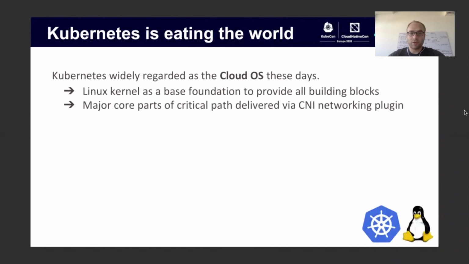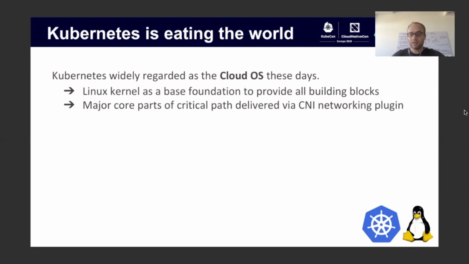Kubernetes is basically eating the world today. More and more enterprises are moving over to containers, and basically Kubernetes is regarded as the cloud OS these days. And underneath all of that, there's the Linux kernel as a base foundation to provide all the building blocks for Kubernetes itself, but also for the containers in terms of, for example, C groups, network namespaces. Some of the core critical parts for those deployments are delivered through a so-called CNI networking plugin, if we take the networking angle as an example.